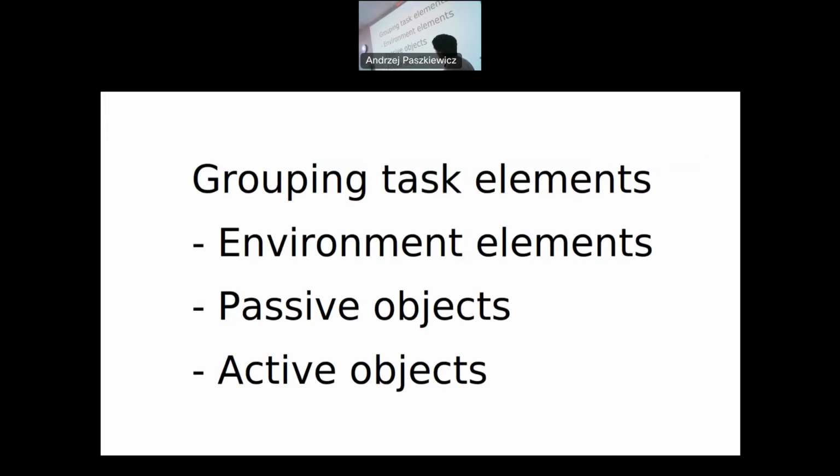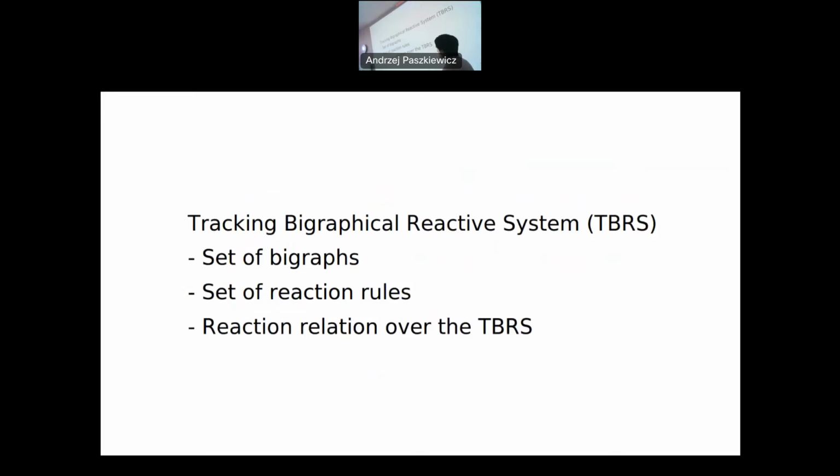Passive objects are ones for which time is important, but they may not initialize any action. And finally, active objects, in multi-agent system terminology, are agents. For them time is important, and they may initialize actions. Okay, the next step is to construct the tracking bigraphical reactive system. This step might be automatically generated based on the set of reaction rules and the initial state.